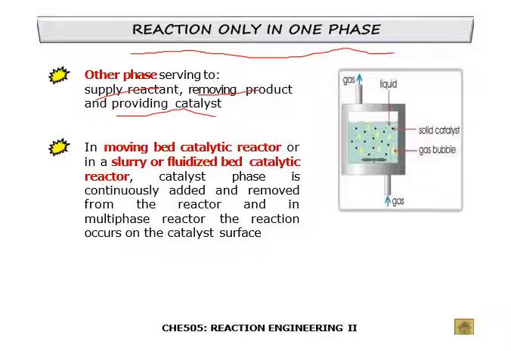For example, in a moving bed or slurry or fluidized bed, the reaction happens only on the catalyst phase. So you can see that there are gases going out and liquid. Gases keep going in and going out, while the liquid is in a stagnant position. So there you can see that the other phase serves to supply reactant and also to remove product. And the catalyst phase in these types of reactor is continuously added and removed.